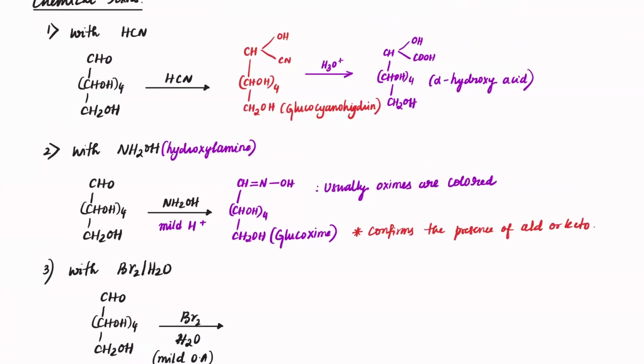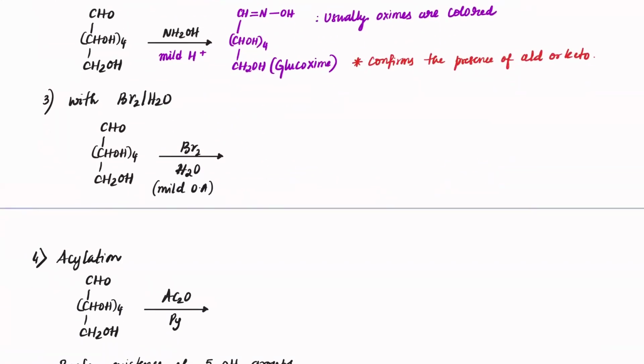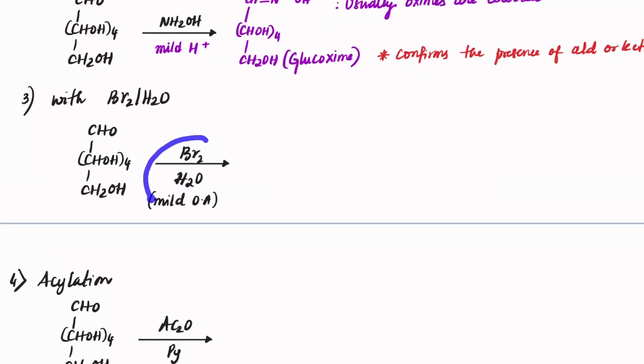Okay. See the third reaction. If glucose is reacted with bromine water, bromine water is a mild oxidizing agent. It would slowly oxidize aldehyde into acids. And bromine water, which is a brownish reddish solution, will slowly start fading out. So you will get COOH, CHOH four times and CH2OH. You can see bromine is a mild oxidizing agent, so it is slowly oxidizing the aldehyde into acid.